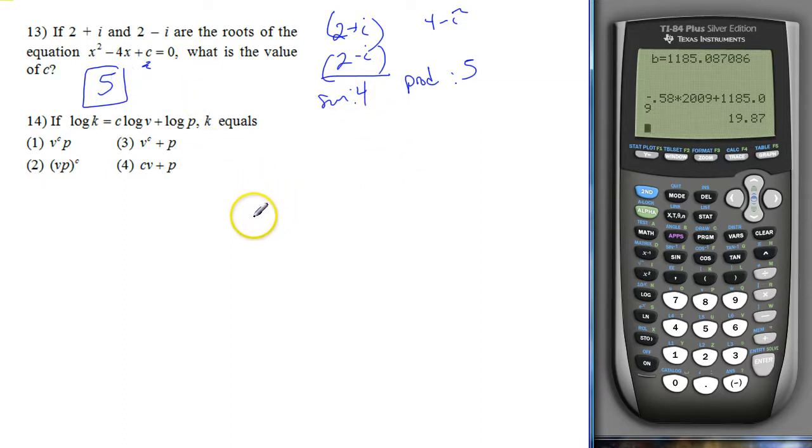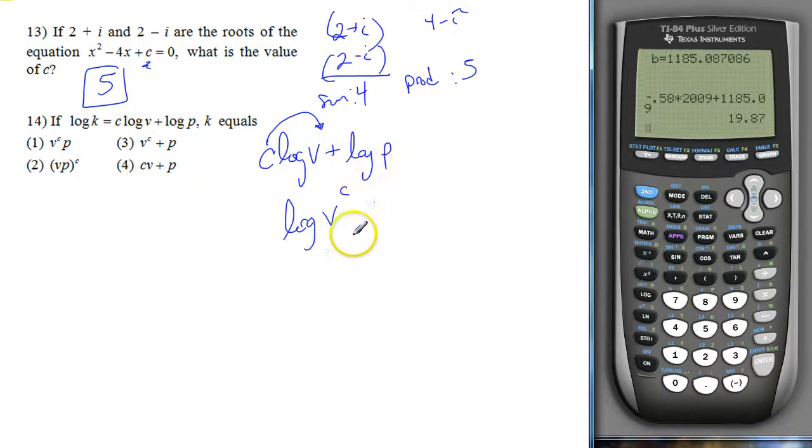And finally, number 14. They want us to put this together, right? It's called like Humpty Dumpty problems. Put it back together again. So c was in front. That means it's an exponent. So it's log v to the c. Plus means multiply. So it goes right there. So what would just be regular k would just be this part. So that's why it's choice 1. And that's it.